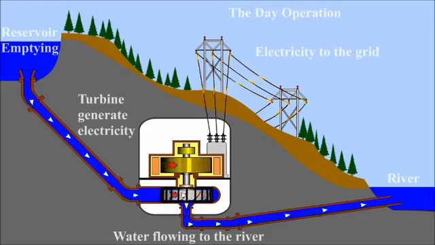Here is the animation of the daytime operation. Note that the power plant operates just like a dam. The water flows downhill, and the generated electricity is fed to the grid. The water level in the upper reservoir is falling.